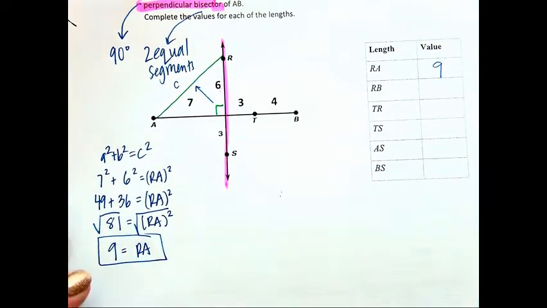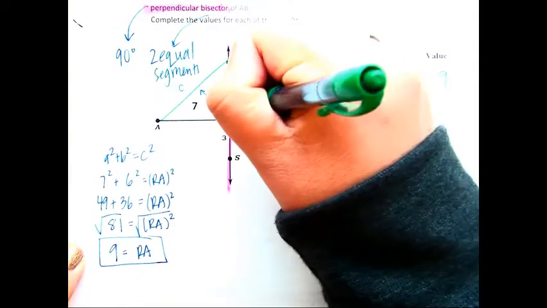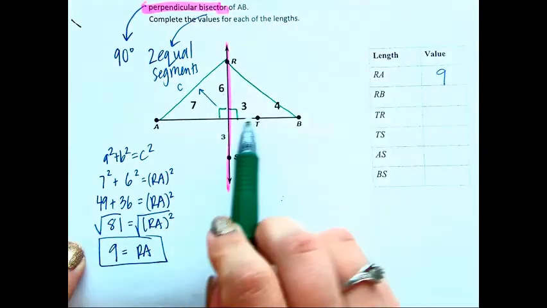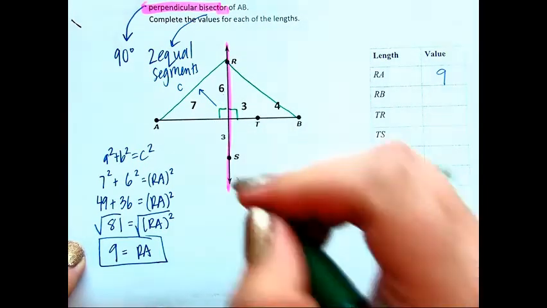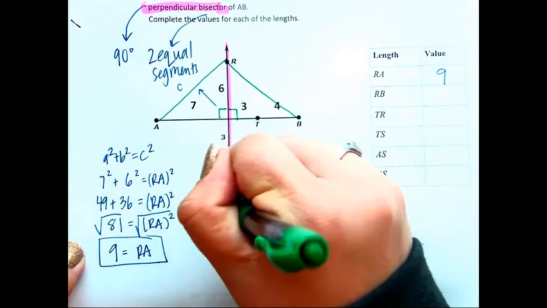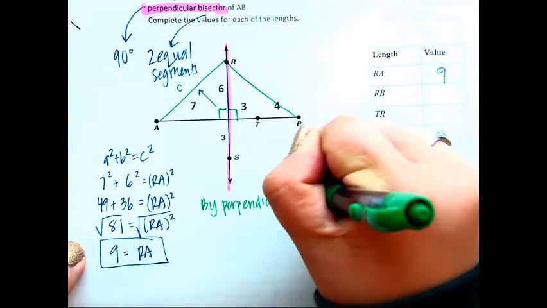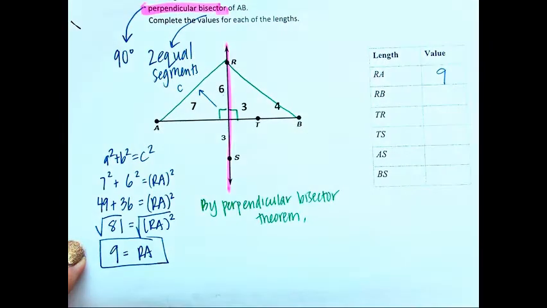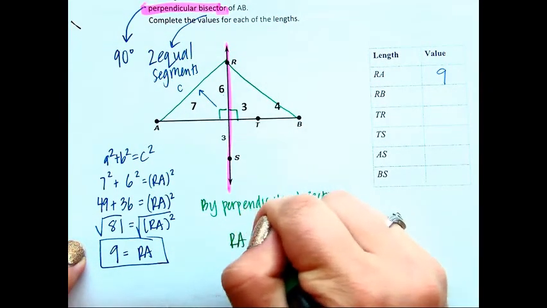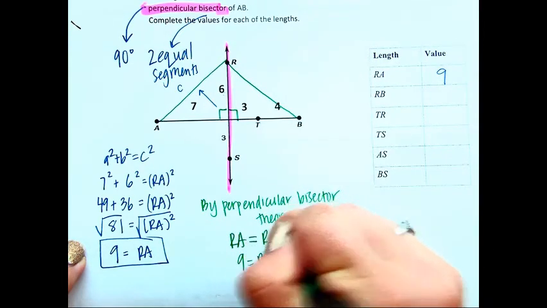RB, for the next one, ends up giving us something very similar. RB is also a right triangle with one of the legs being 6 and the other leg being 3 plus 4, which is 7. So, by the perpendicular bisector theorem, we know that RA is equal to RB. So 9 is also going to equal RB. So this will also be 9.